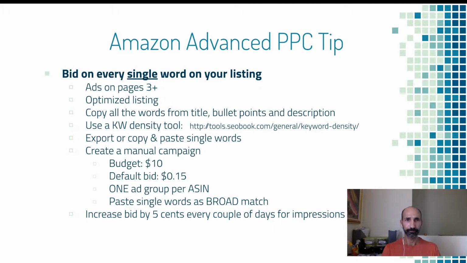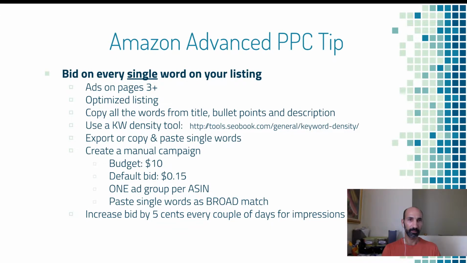So to recap, you use a keyword density tool. The one I'm using is SEO Book. So you would copy and paste all your single words on your title, bullet points, and description, and paste them in that keyword density tool. And you would export the single words and then create a manual campaign with a fairly low budget and low bid. So that hopefully would give us like a fairly cheap clicks and hopefully some sales. So that's the one I'm going to be trying.